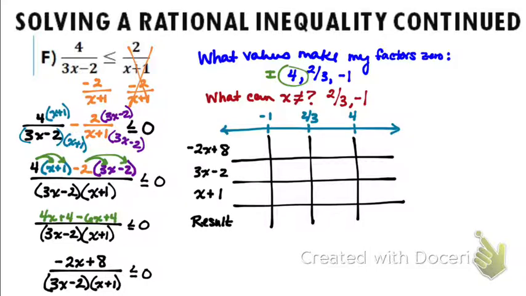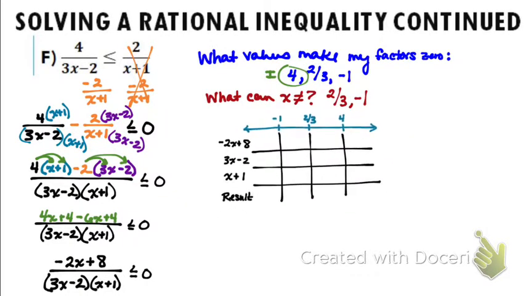Give me a test value less than -1. -2. -2 times -2 plus 8. Positive. 3 times -2 minus 2. Negative. -2 plus 1. Negative. For an overall result that would be positive. Yes, sir. Thank you.